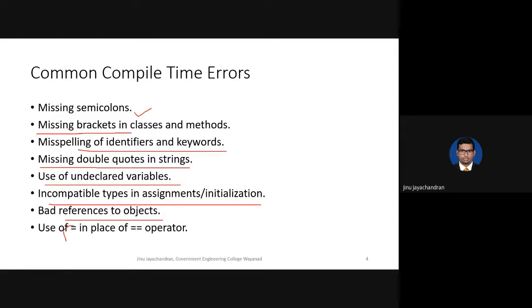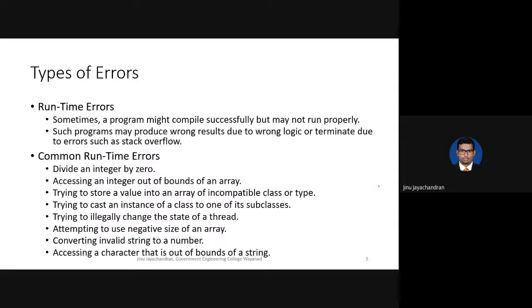Use of equal to in place of double equal to. For example, if you're comparing A and B, instead of A double equal to B, you might have just put A equal to B. So these are all compile time errors. When the compiler compiles, it will show you that there is an error.